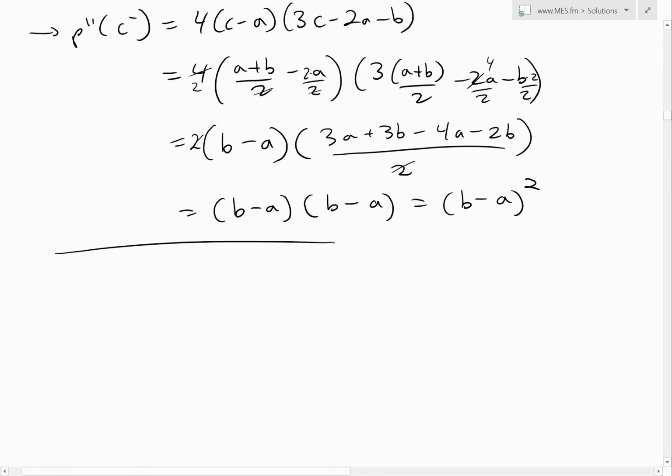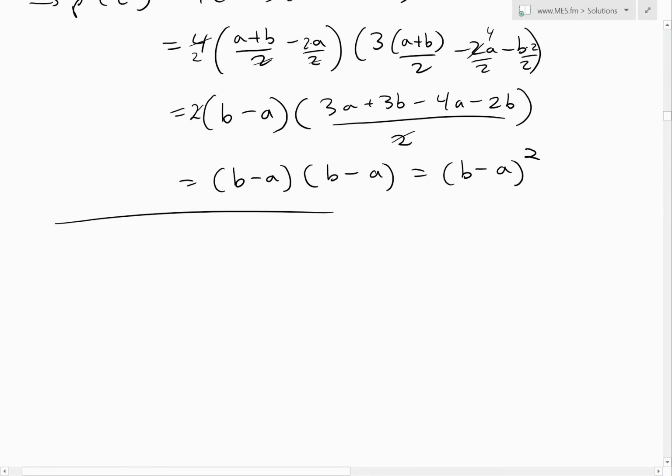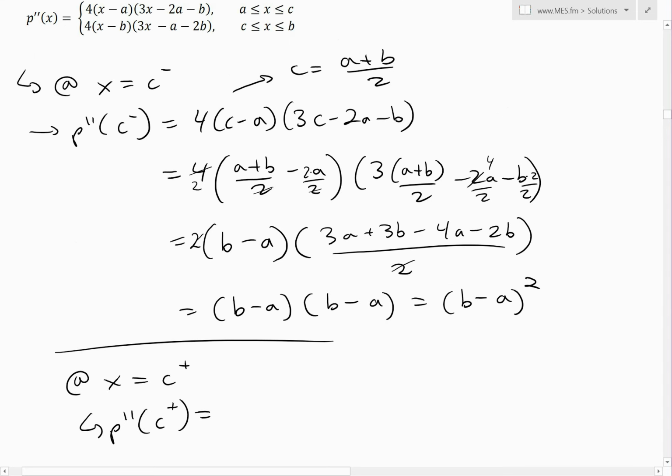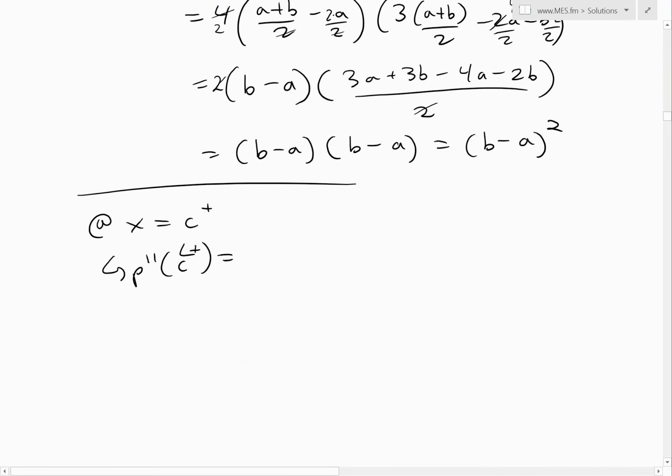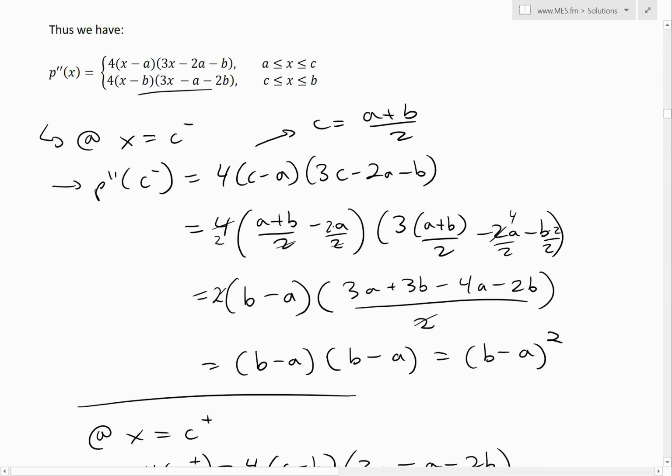So now when we look at the right side, at x equals c plus, it's the same thing. We plug this in, p double prime of c plus, this equals 2. Now we look at the right side, which is this equation, and that's just going to be 4, this is (c minus b), and then we have 3c, and then there's going to be minus a minus 2b, as opposed to 2a minus b.